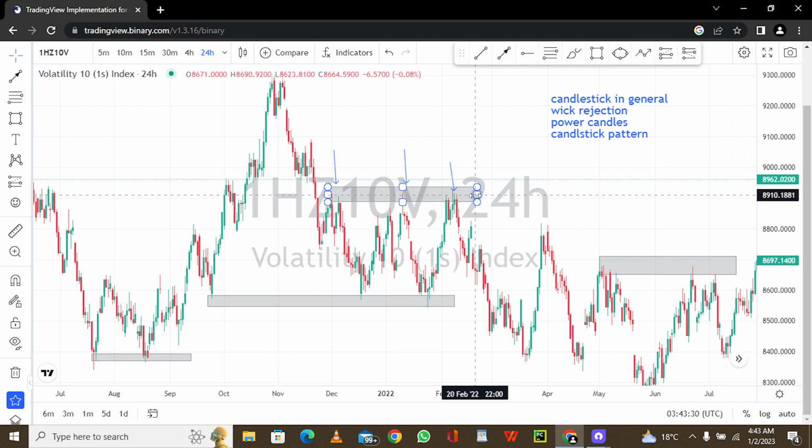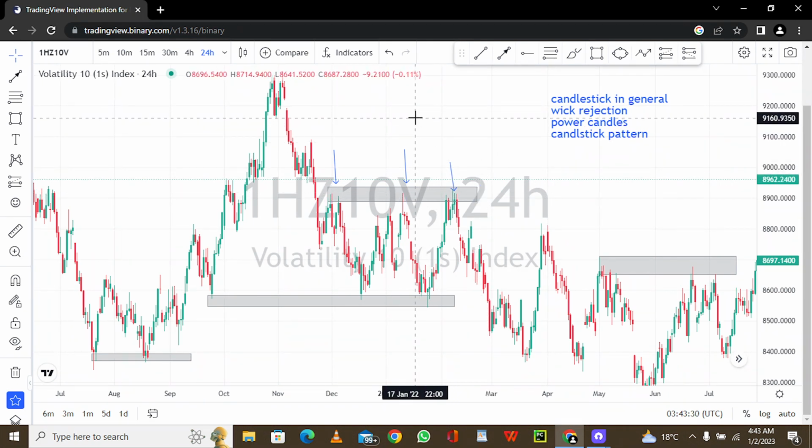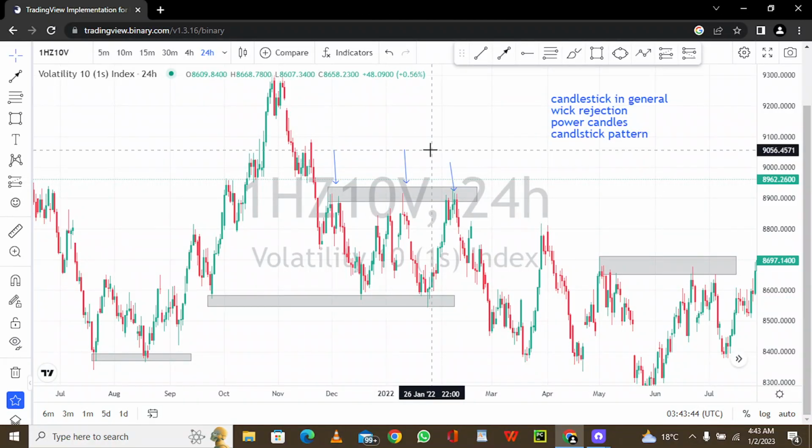All right, because there is a tendency, although weak rejection is not a full confirmation that the market wants to reverse, it's an indication that there is a possibility that the market might tend to reverse from that particular region where you are seeing that weak rejection. If you look at this place, this is what I'm saying.